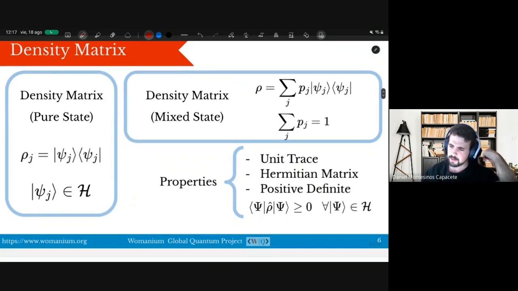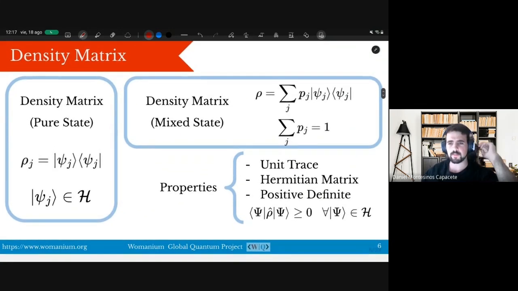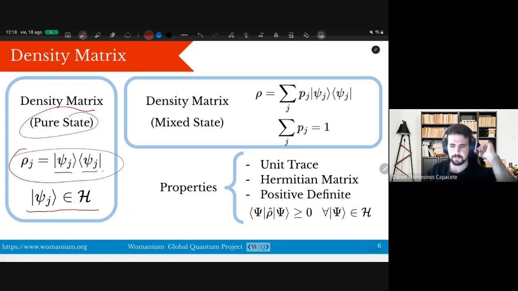Now let's remind ourselves a little about the density matrix. The density matrix was basically just a linear operator that you can represent as a matrix. Remember that we have pure states. A pure state is any state in our Hilbert space, any physical state that can be represented as a vector of the Hilbert space. And the density matrix is given by this ket-bra, right?